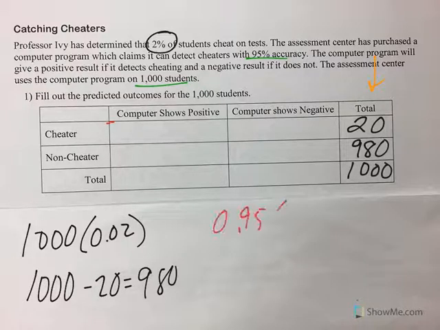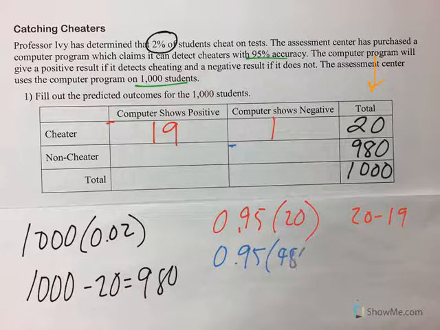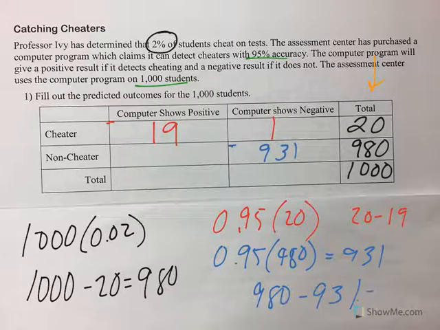So 95% of 20 students are going to test positive. That's 19. Well, that's easy math. 20 minus 19 gives me 1 that's going to show negative. Same idea. If you don't cheat, it should show up negative. So 95% of 980 gives me 931. So if I had 980 total and 931 tested negative, then the rest are going to test positive. Let's add vertically, and there's our table.